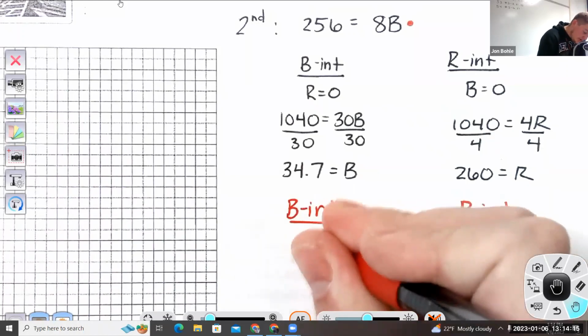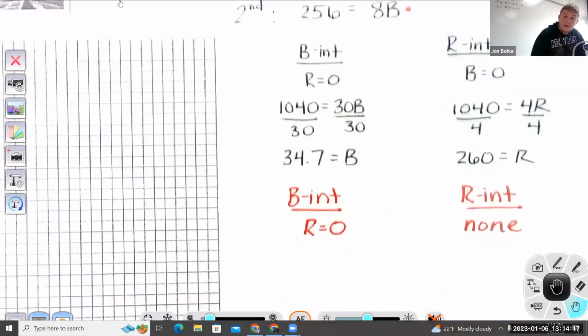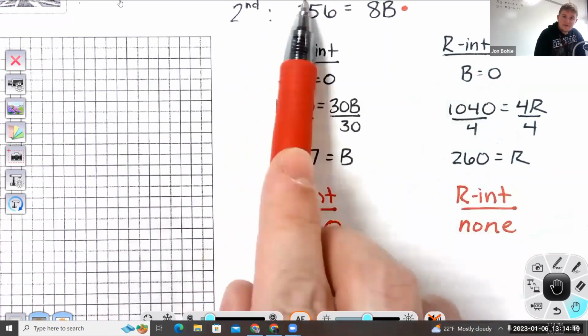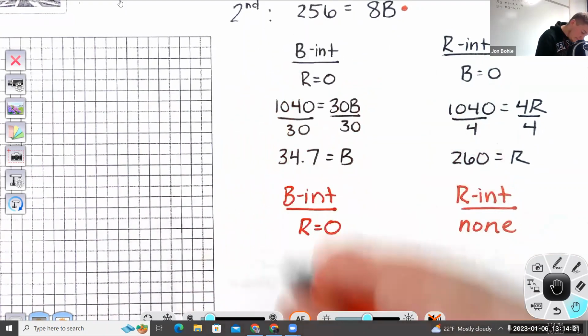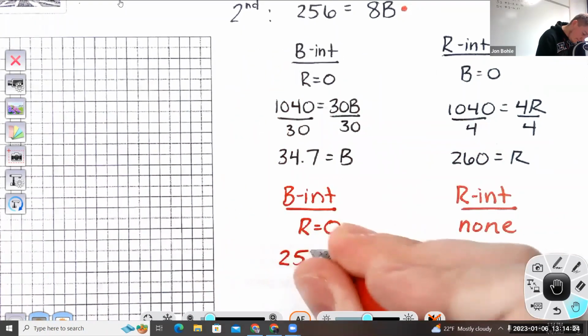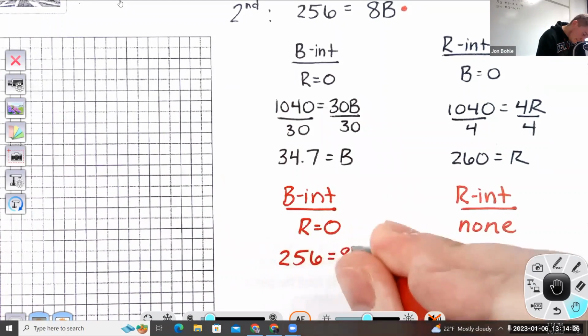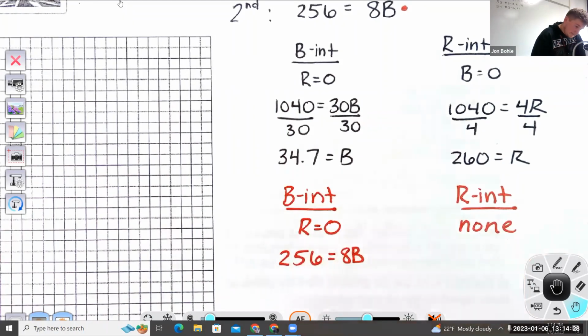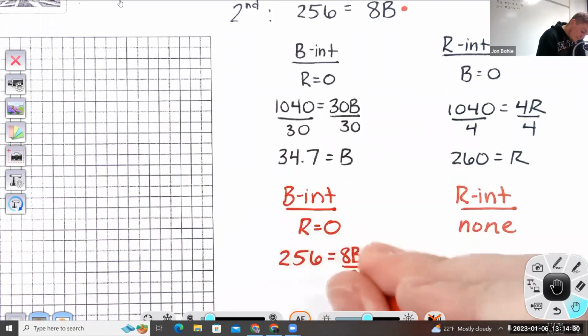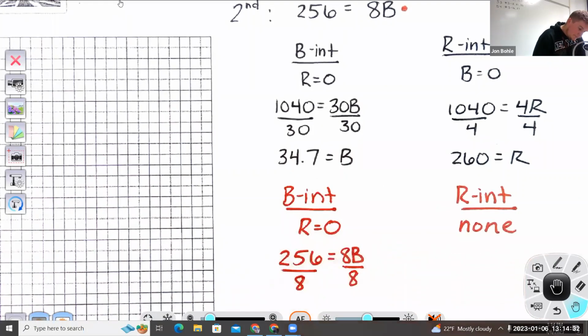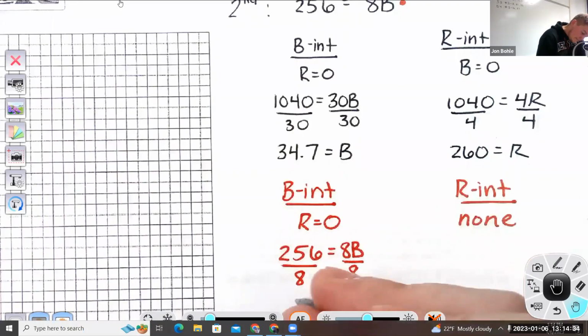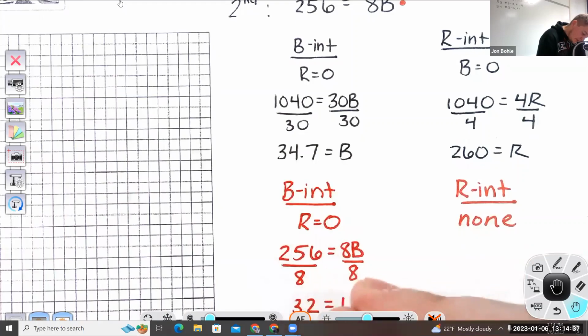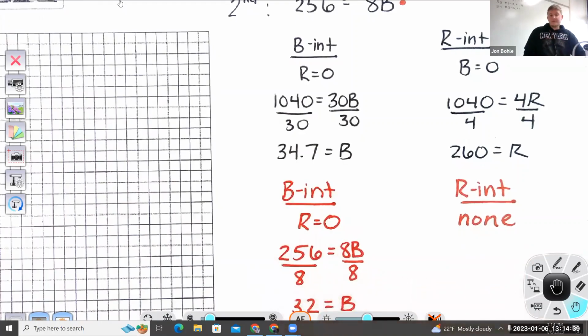B-intercept, that means r is equal to 0. Well, there's no r variable anyway. So all that's left is 256 is equal to 8b. And then I would divide by 8. Find that the b-intercept for the red one is going to be 32.